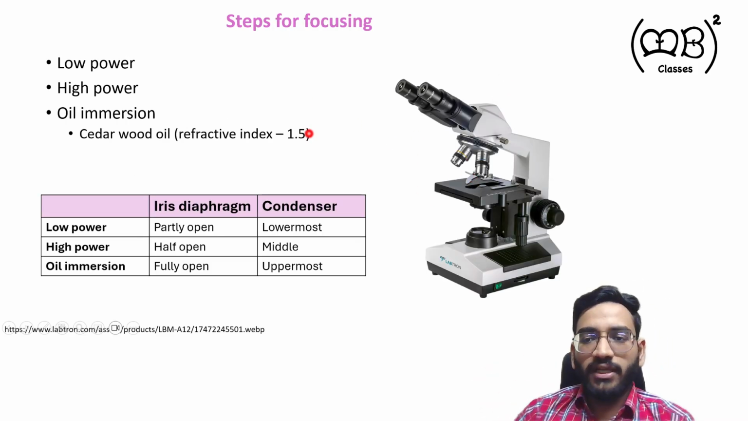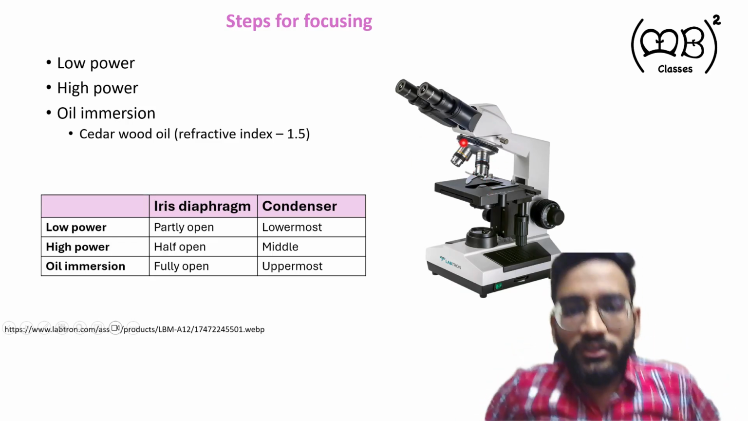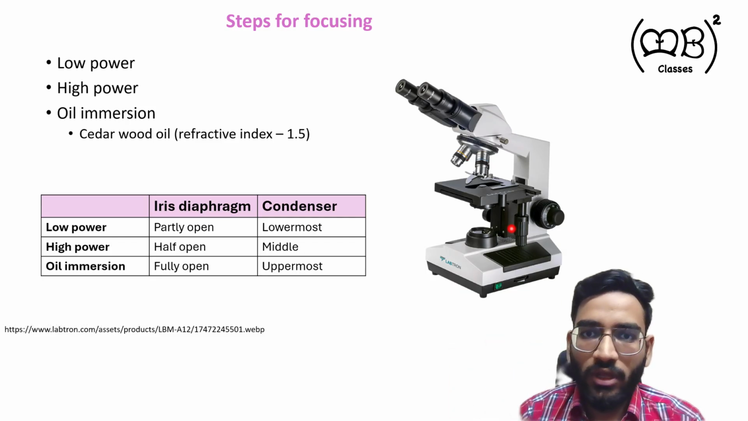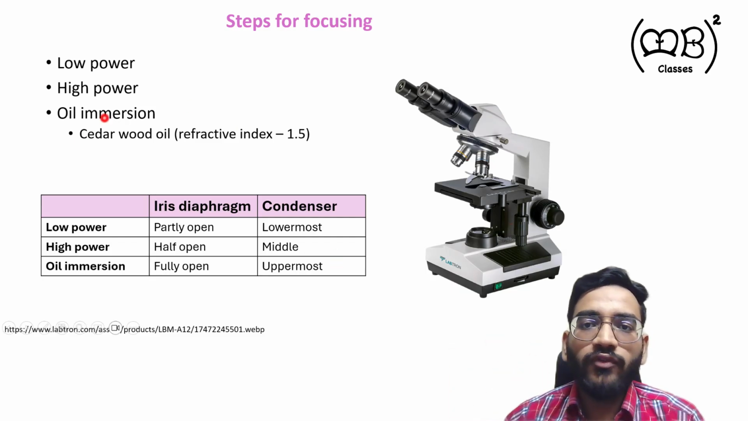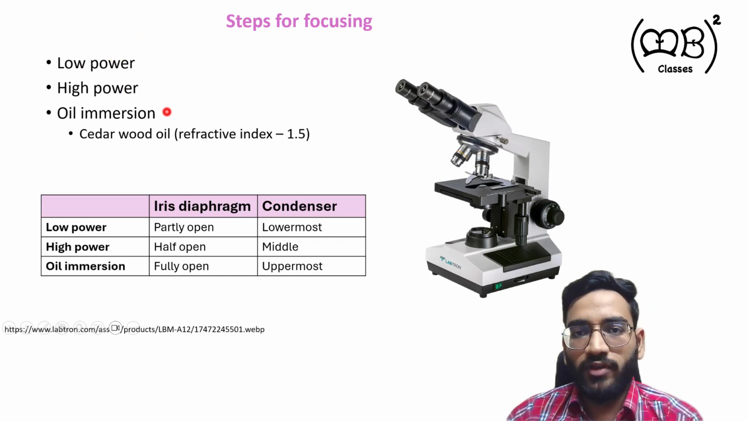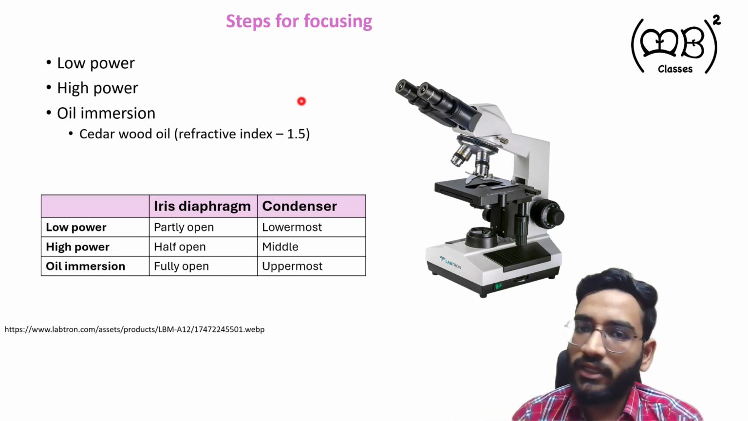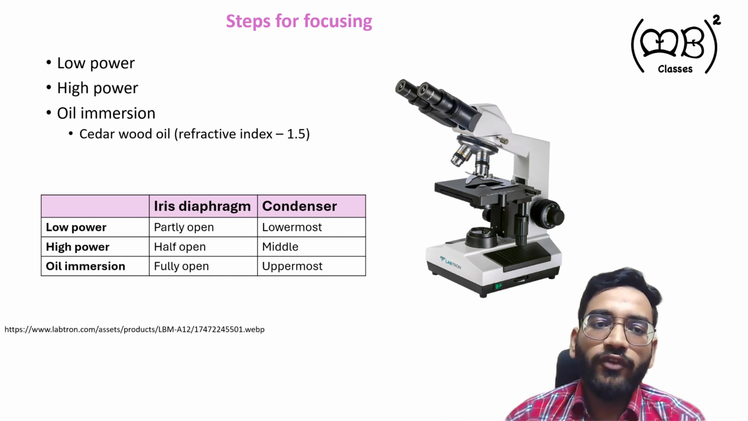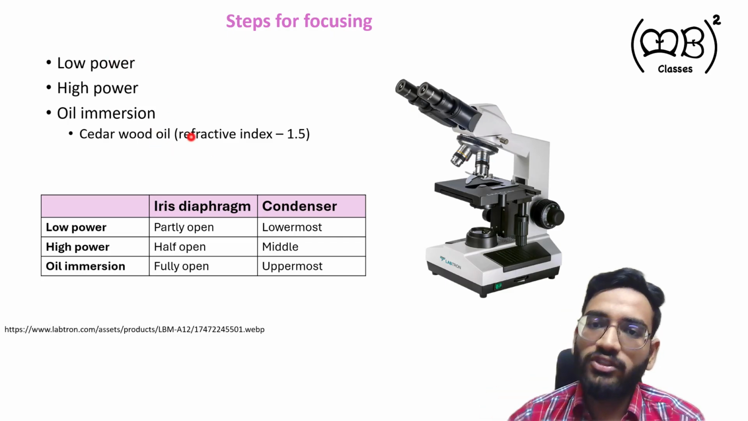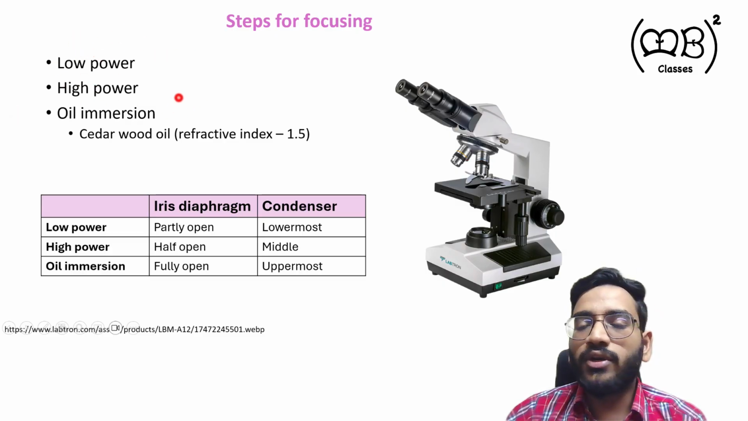Now coming to some of the practical aspects of how you are going to focus the specimen under the microscope. There are three things you have to take into account. The first important thing is you always have to focus under low power first and then go to the higher power. Second, this is a parfocal system. So whenever you go from low power to high power, you don't have to change the coarse focus. After focusing under low power, you don't have to change the coarse focus.